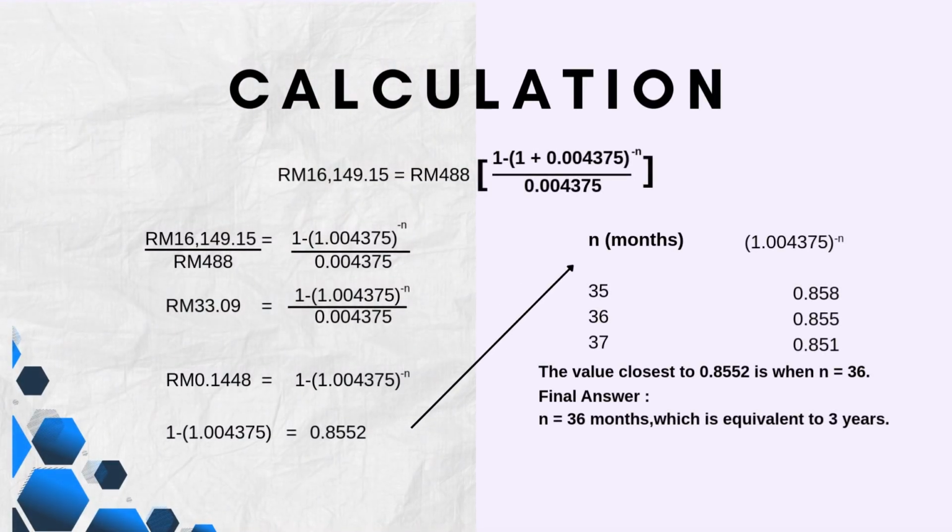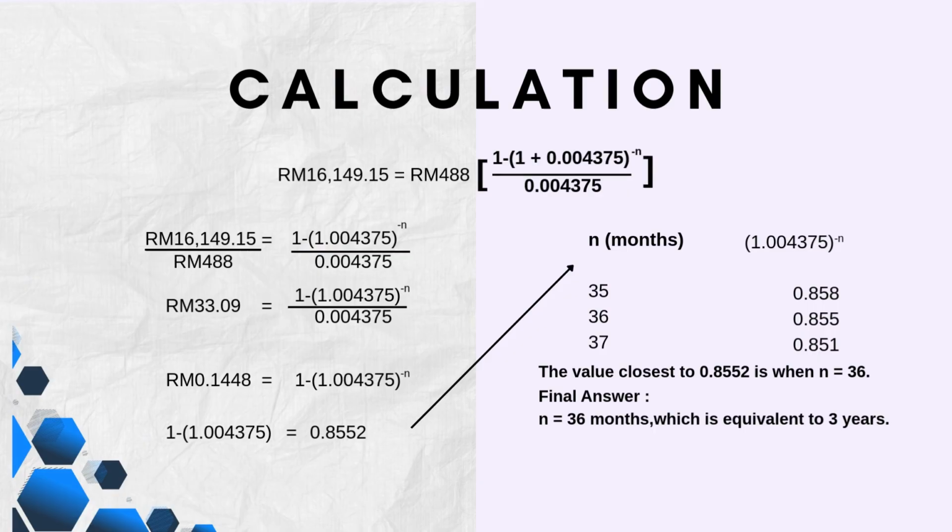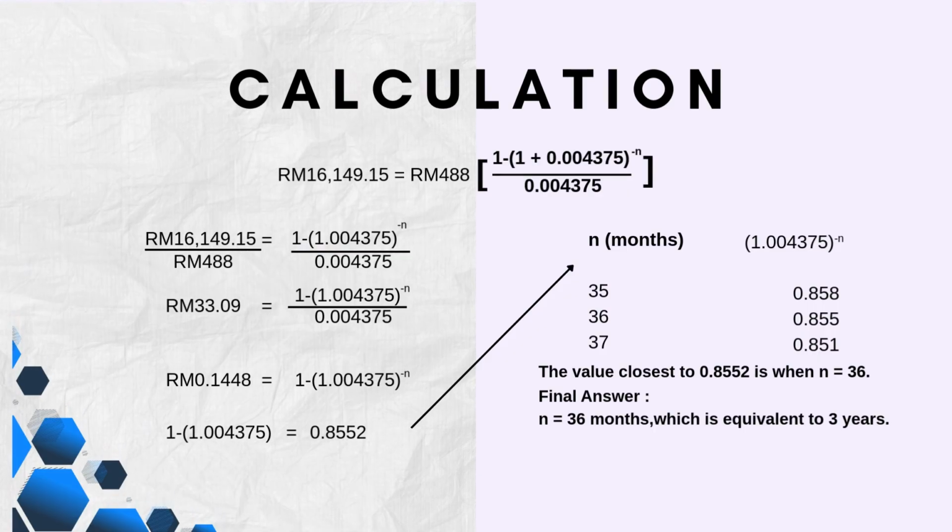And we find the value of n is 36 months. The value closest to 0.8552 is when n equals 36. And the final answer is n equals 36 months, which is equivalent to 3 years.